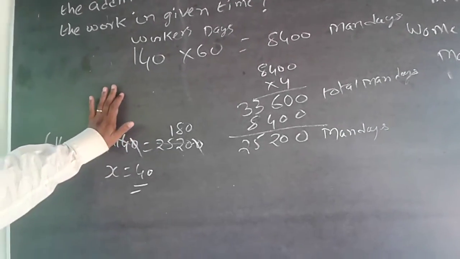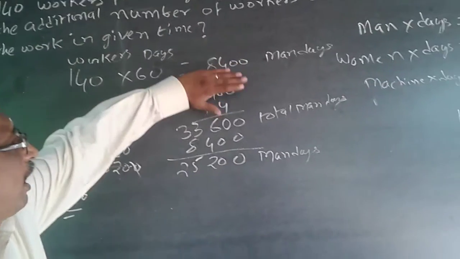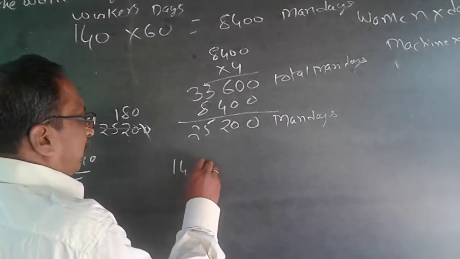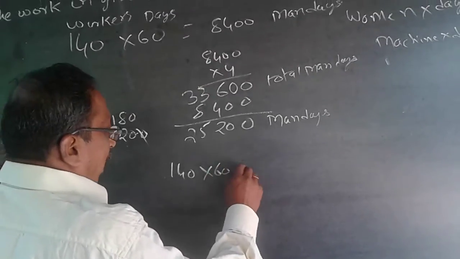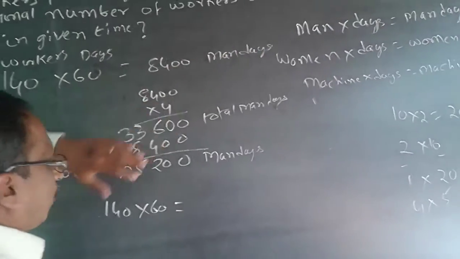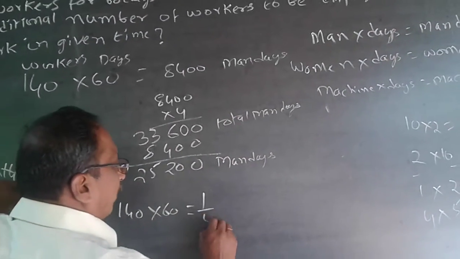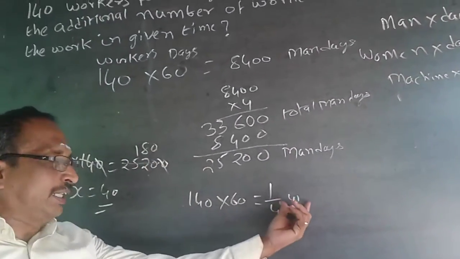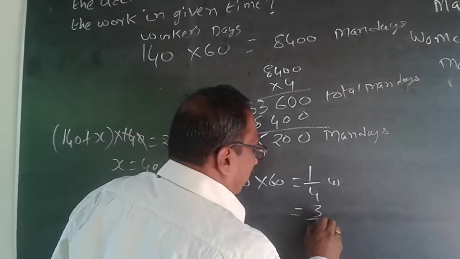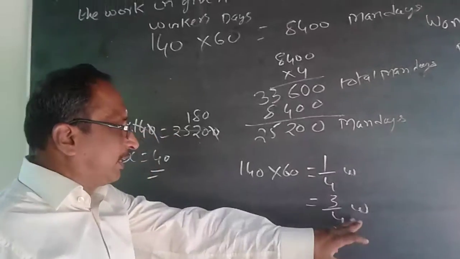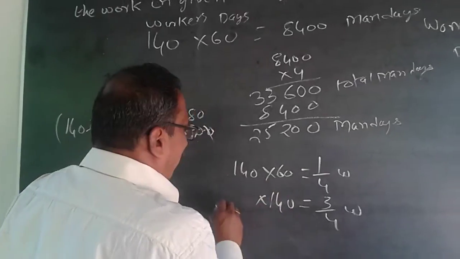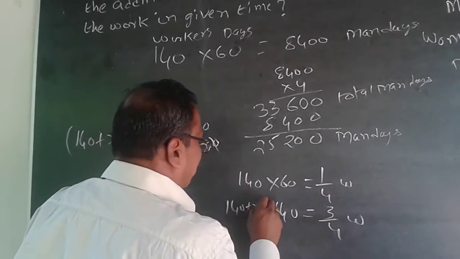The easier way of doing it is, see, 140 workers are there. They work for 60 days. I have written it as 8,400 man days. Instead of that, because they say 1/4 of the work is completed, I will make it 1/4 of W. This is nothing but the man days. Now what is remaining is 3/4 of the work. The number of days remaining is 140, and I want additional workers, 140 plus X.